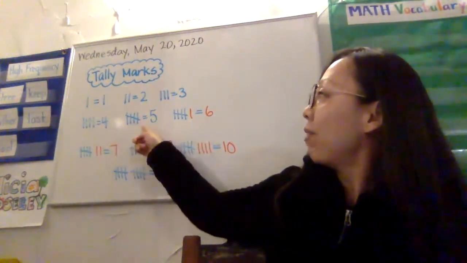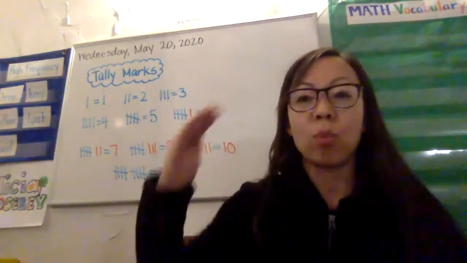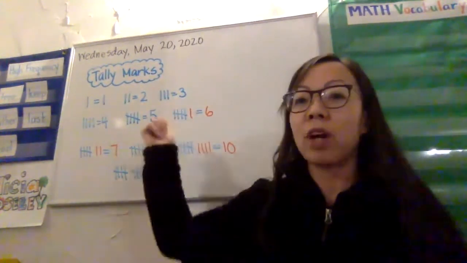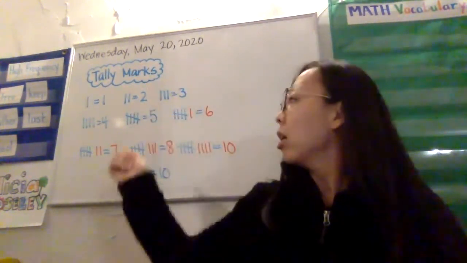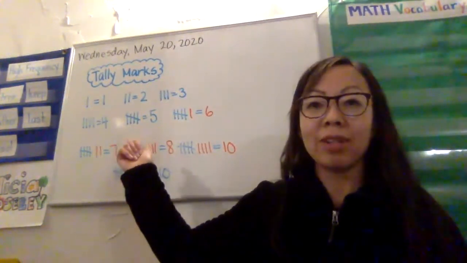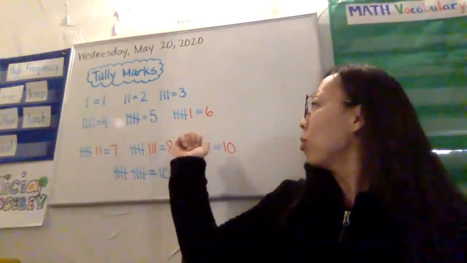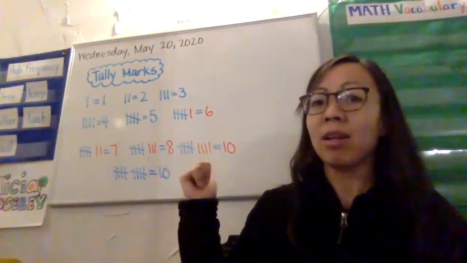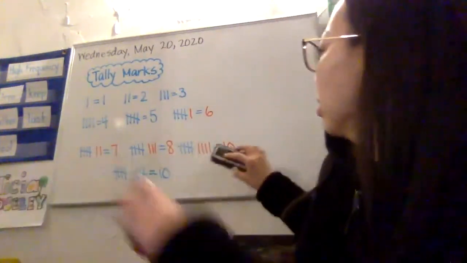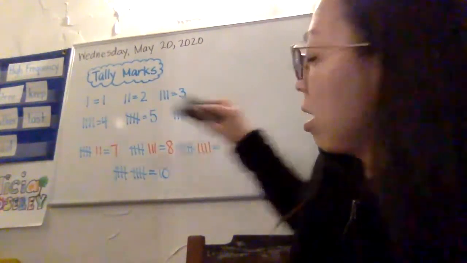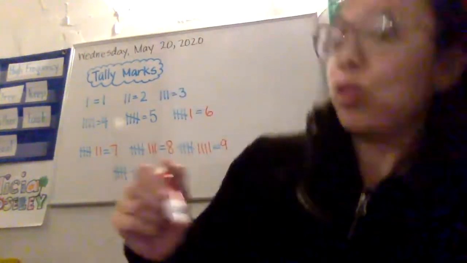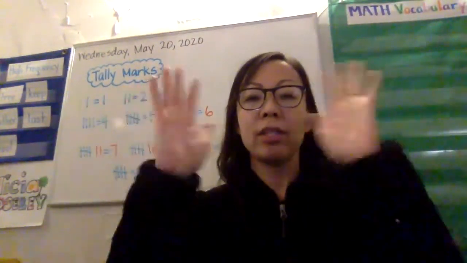So we'll have 5 with 4 marks and 1 going across. Then we're just going to add on to it. So 5 and 1 more is 6. 5 and 2 more is 7. 5 and 3 more is 8. 5 and 4 more is, it's not 10. What's that? 5 and 4 more is 9. And then 2 groups of 5 is 10.